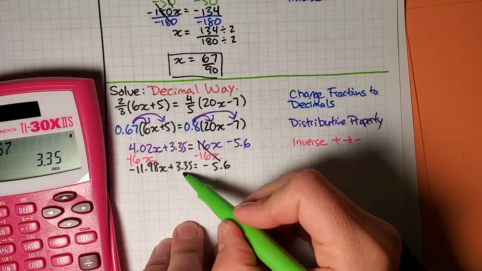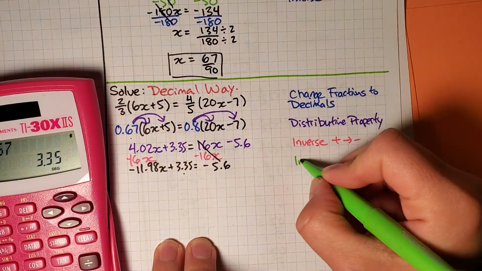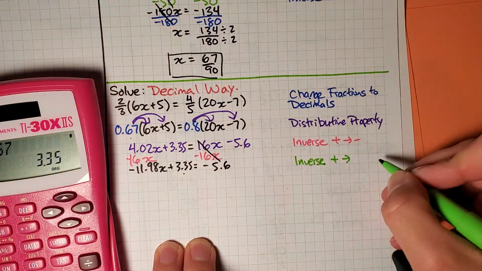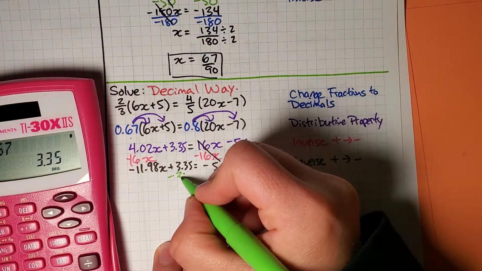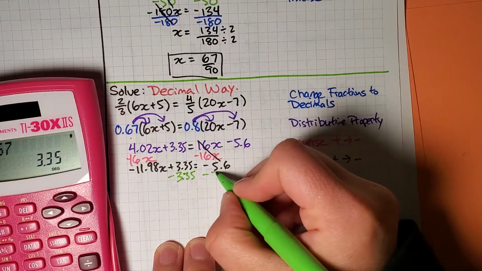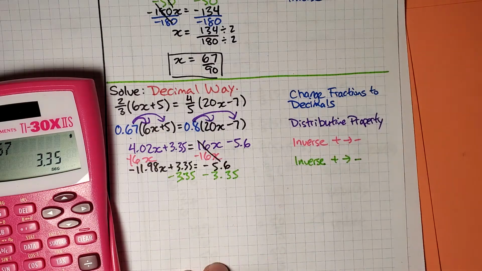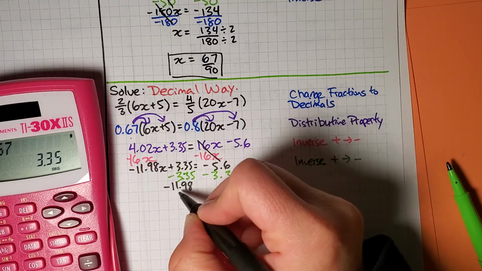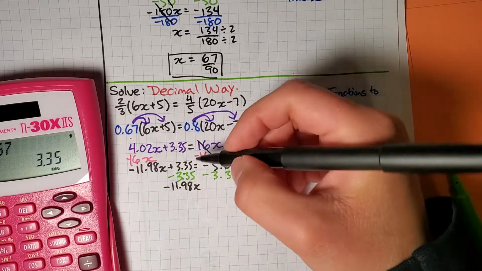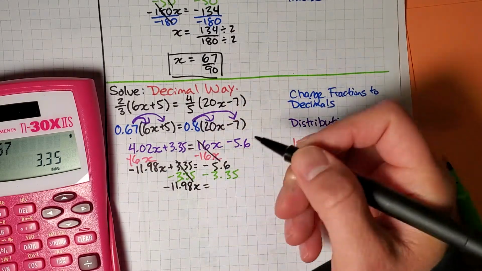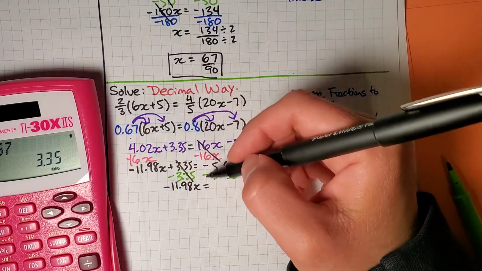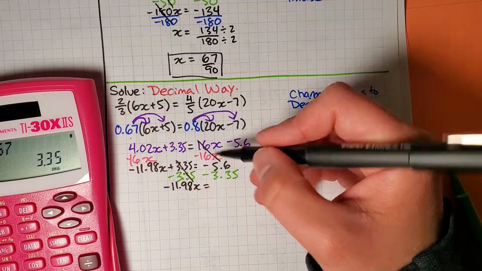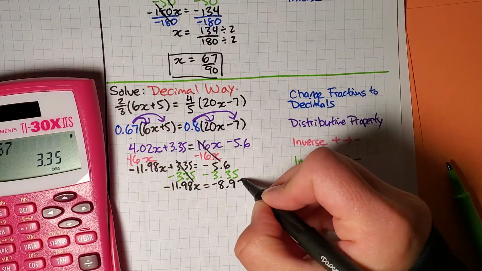Try and get rid of this. So we'll do the inverse. The inverse of adding is subtracting. So subtract 3.35, subtract 3.35. You'll get negative 11.98x, and those cancel out. Equals, man, I really don't like how I didn't line up my equal sign. And you'll get on this side negative 8.95.